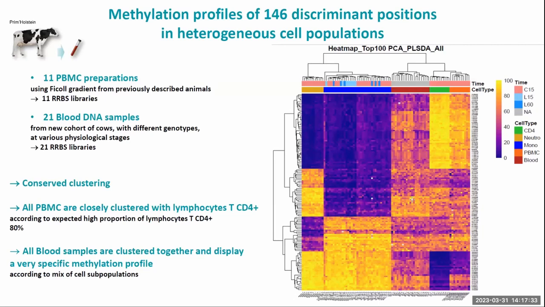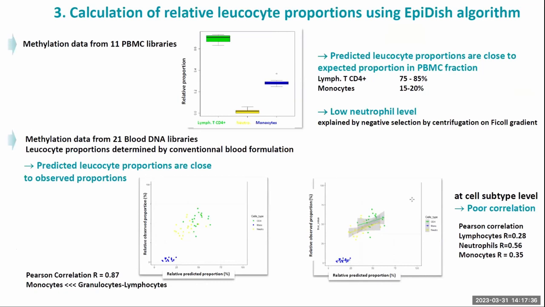Concerning the deconvolution approach, we calculated the relative leukocyte proportions using the EpiDISH algorithm, and using the methylation data from the whole PBMC libraries, the predicted leukocyte proportions are close to the expected proportions in the PBMC fraction, with a high level of lymphocytes and a very low level of neutrophils, because the neutrophils are eliminated by negative selection during the centrifugation on Ficoll gradient.